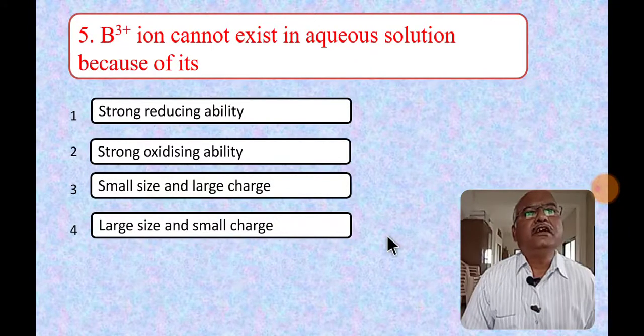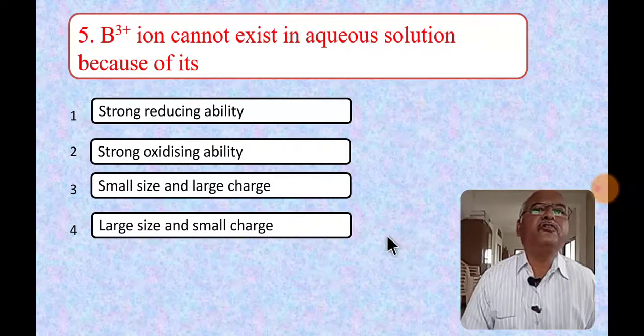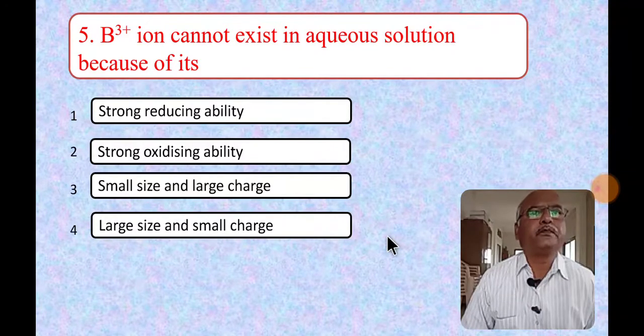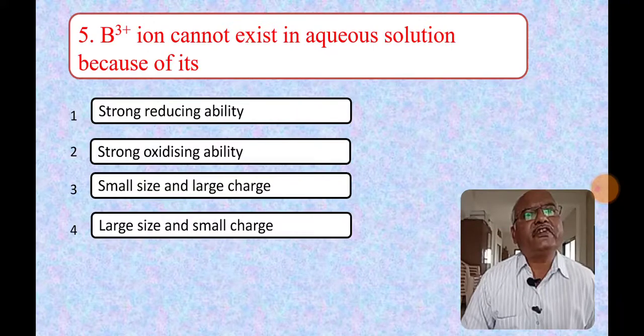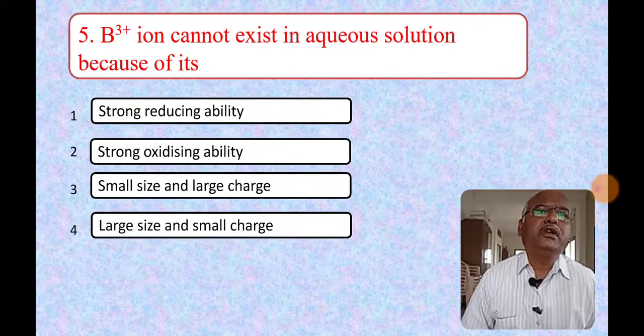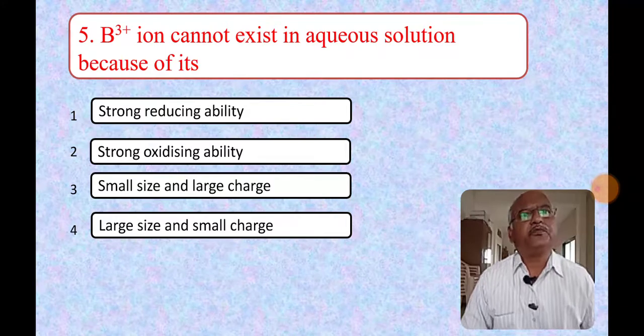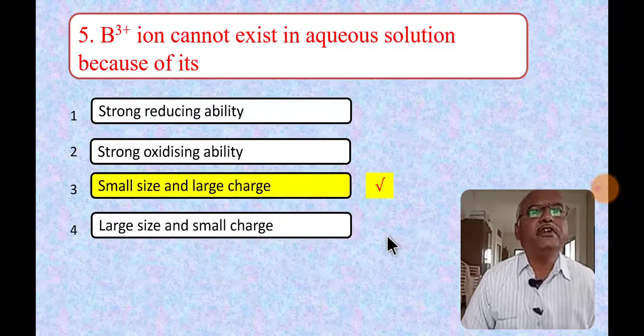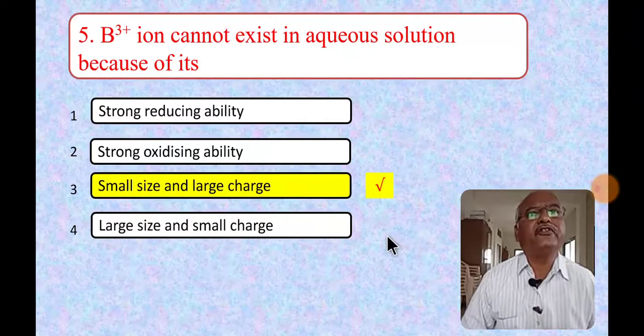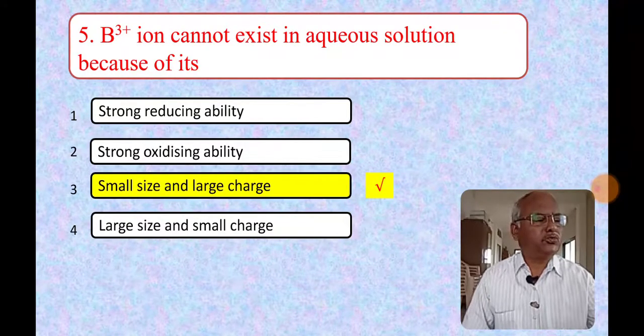B3+ ion cannot exist in aqueous solution because of its strong reducing ability, strong oxidizing ability, small size and large charge, large size and small charge. Select the correct answer. The answer is third option, small size and large charge. Due to small size and large charge, B3+ ion cannot exist in aqueous solution.